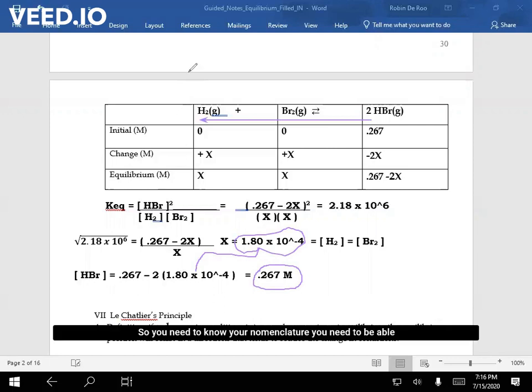So you need to know your nomenclature. You need to be able to write balanced equations, and you need to understand which way your ICE table is going as far as the reaction. And again, practice will make it better for you.